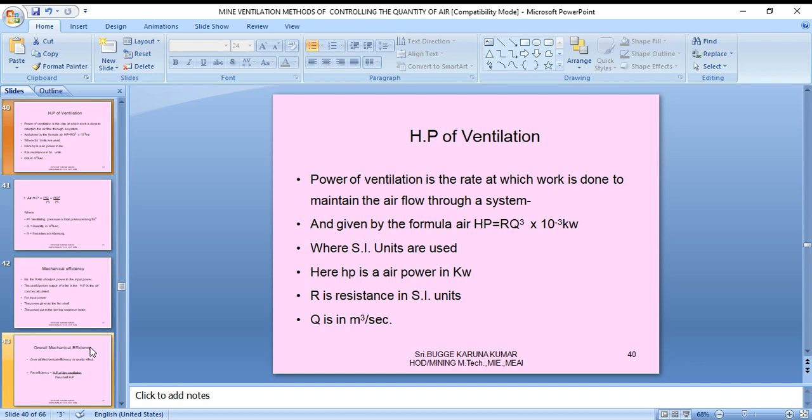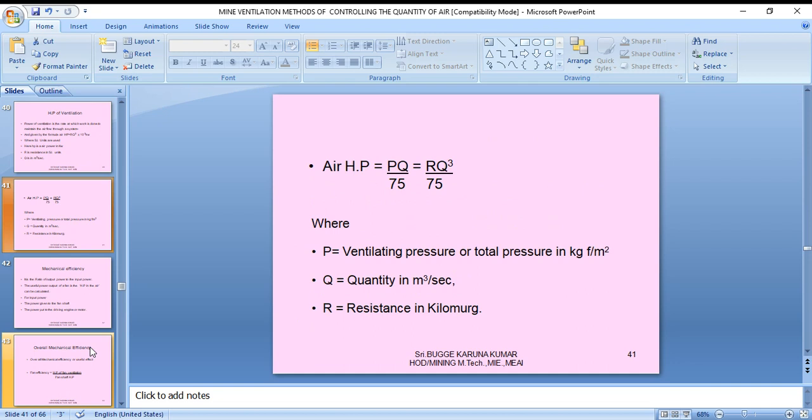Further, the air HP equal to PQ by 75 can be written, where P is equal to the ventilating pressure or total pressure in kgf per meter square, and Q is the quantity in meter cubed per second. R is the resistance, shown in the kilo mark.